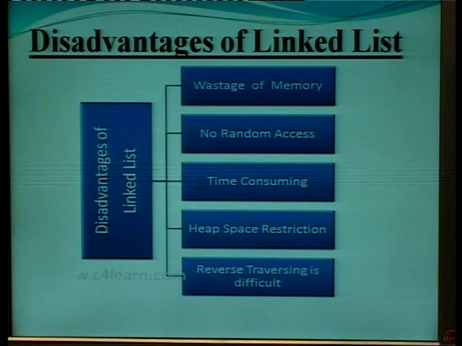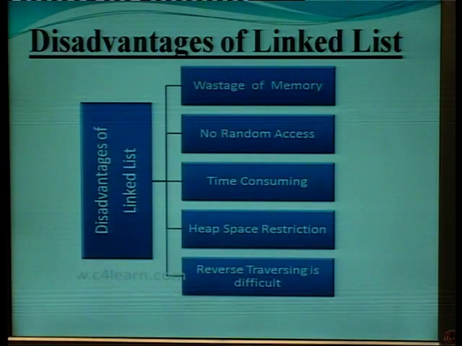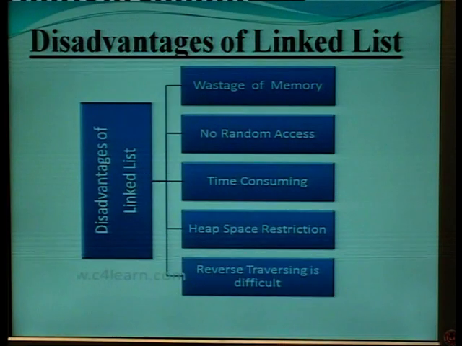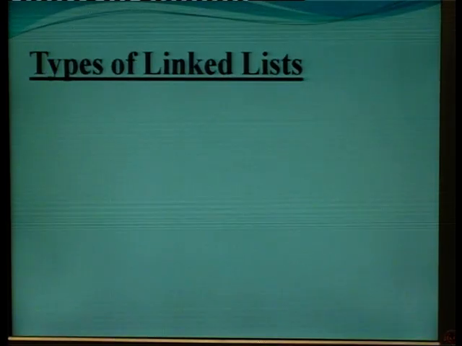Third one is time consuming, as we have to prefix the successor value as well as the information value to fill the new node, and deleting a node consumes more time. So for linked list storage we need heap space restrictions, whatever the maximum value to be stored. Then reverse traversing, that is if we want to traverse a linked list from the end node to the first node, reverse traversing is very difficult in the case of the linked list.